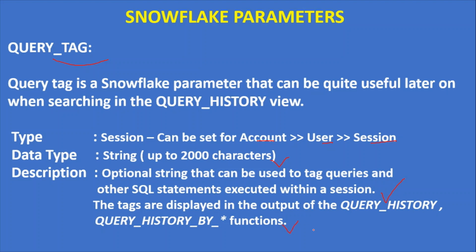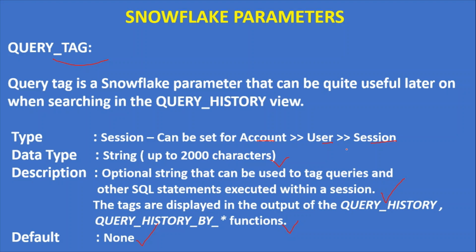If you want to retrieve all the queries which have been executed, by using these table functions we will get to know. So while querying queries from the query_history table, you can use whatever you have set as the query tag. With that value, you can filter out the rows from these query_history table functions. Default is none. If you don't set any value, the default would be null at the account level, user level or session level.